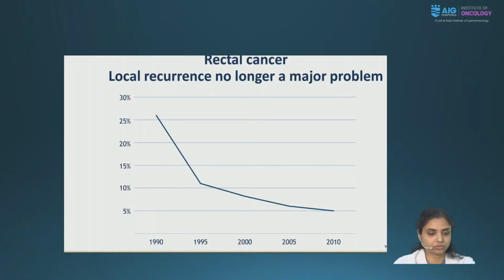So long before, in the early 1990s, before total mesorectal excision came in vogue, locoregional recurrence was always a problem when treating rectal cancers. Once newer surgical techniques like total mesorectal excision came into play, the locoregional recurrences have drastically gone down. In the last decade, if you see, it's almost only 5% as per data.